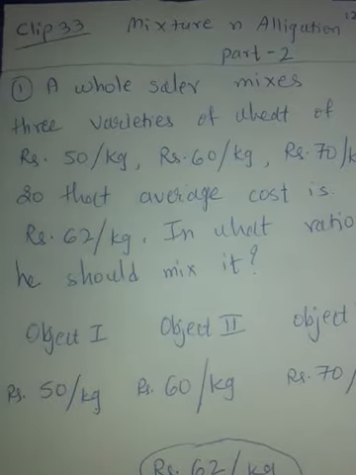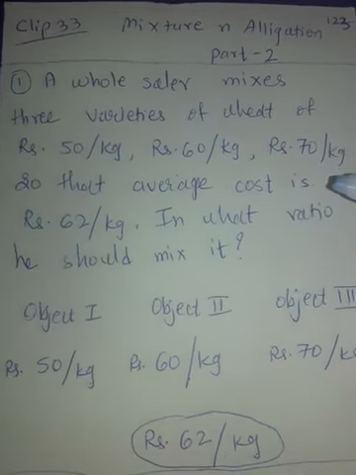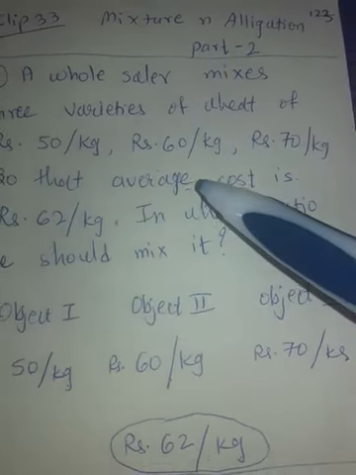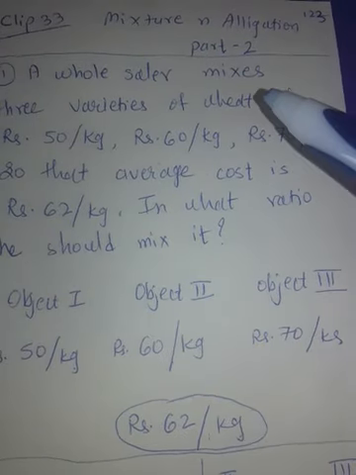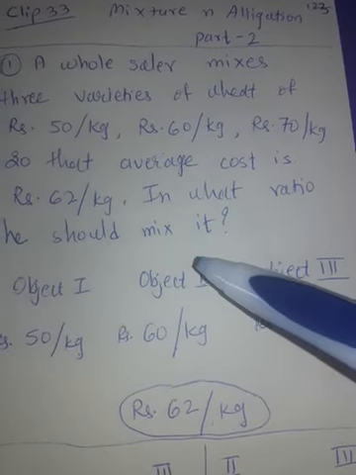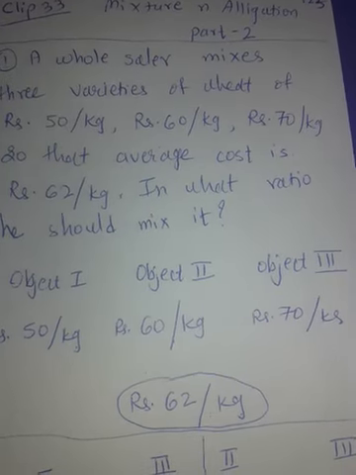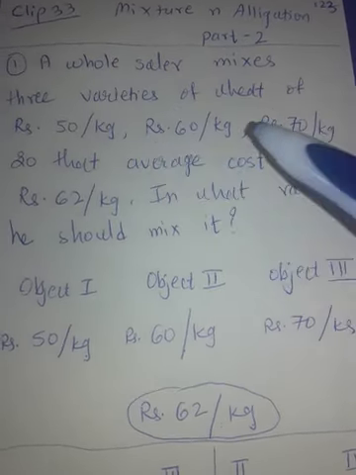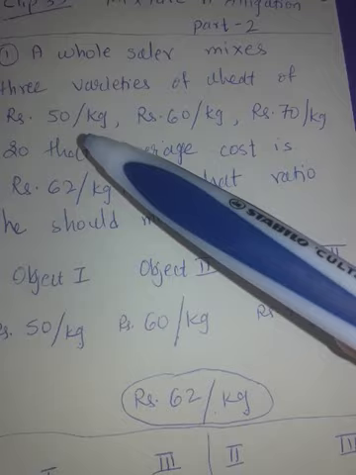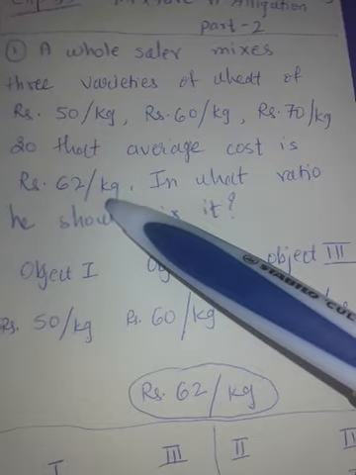Those who are new to this channel or haven't studied the alligation rule at all, for you I'm briefly going to explain how to use the alligation rule for 3 objects. So please concentrate. Here is one example. One wholesaler has 3 varieties of wheat. Their prices are 50 rupees, 60 rupees and 70 rupees per kg. He wants to mix them all. This can be 5 kg, this can be 7, this can be 10, whatever quantity. He wants to mix them all such that their average cost becomes 62 per kg.